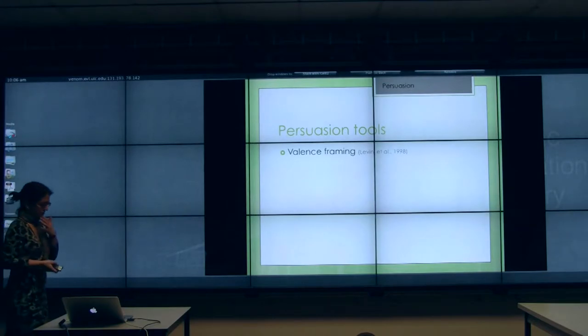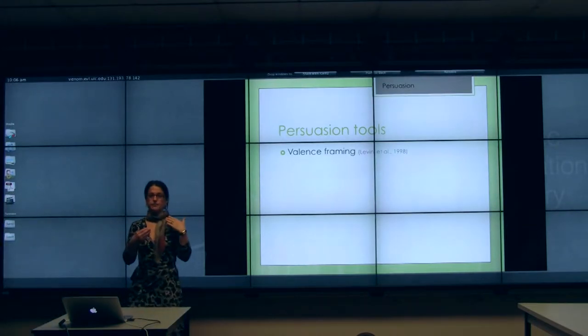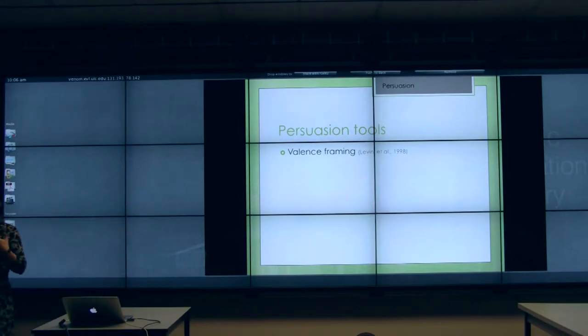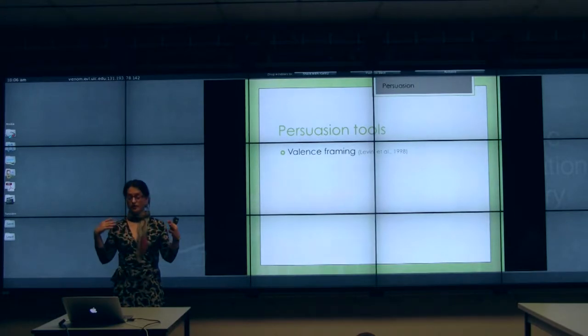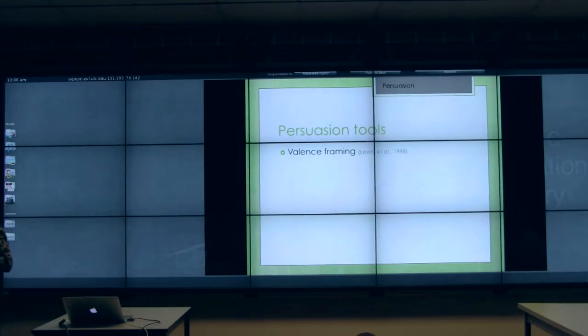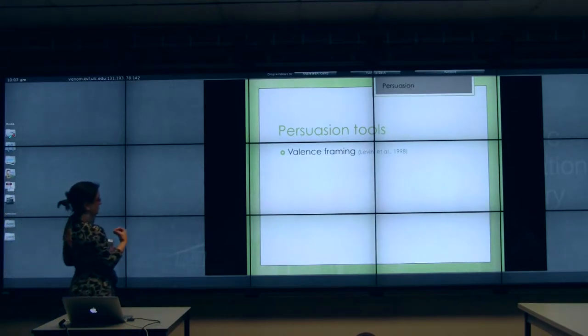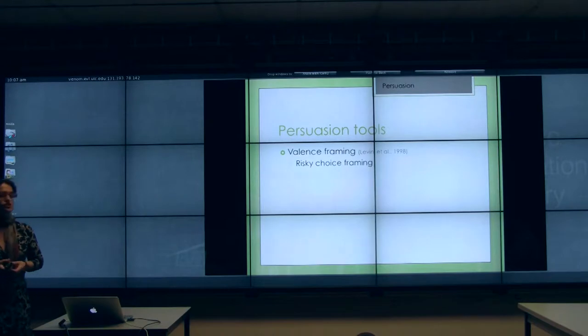Some of the persuasion tools we have to accomplish awareness, attitude change, prevention, and behavior change is valence framing. I take the definition from Levin et al., in a landmark article in '98 that made sense of the valence framing literature. Most of the time when somebody tries to make sense of it, it's because there were different results they couldn't explain. Sometimes one type of framing was better at persuasion, sometimes another. So they designed categories of valence framing. One of the first categories was risky choice framing.